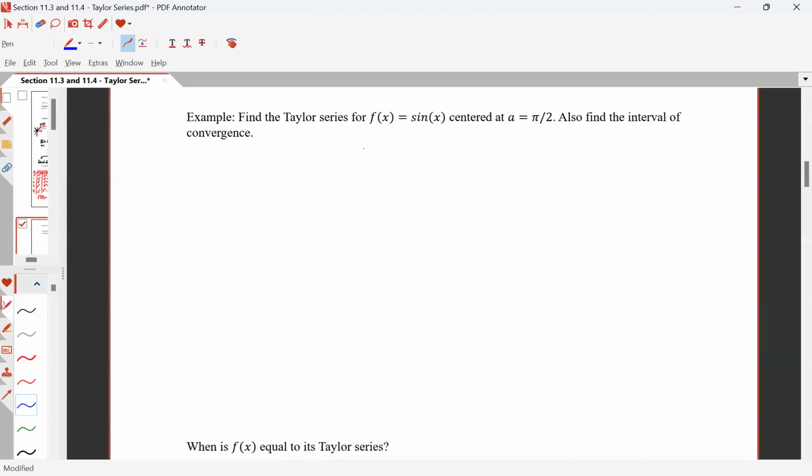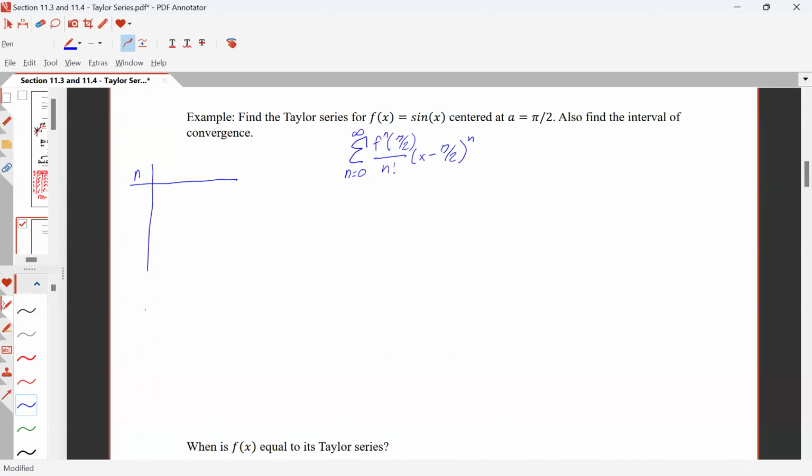So since it's a Taylor series, we have a center that isn't 0. So we're looking for a series of the form: we have the derivatives of our function at pi over 2 all over n factorial times x minus pi over 2 to the n. We need to find those derivatives, so let's take a look at what are the derivatives of sine at pi over 2.